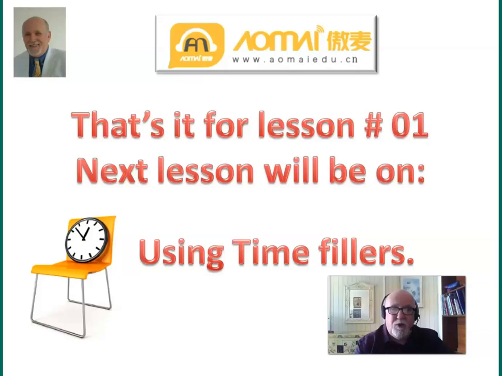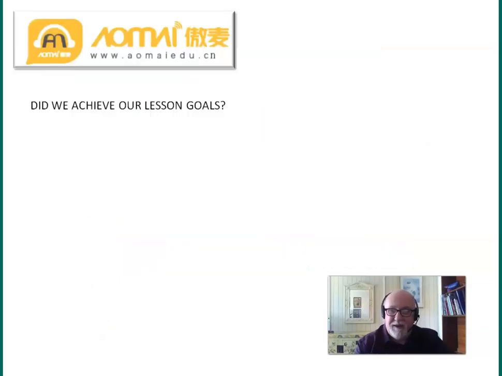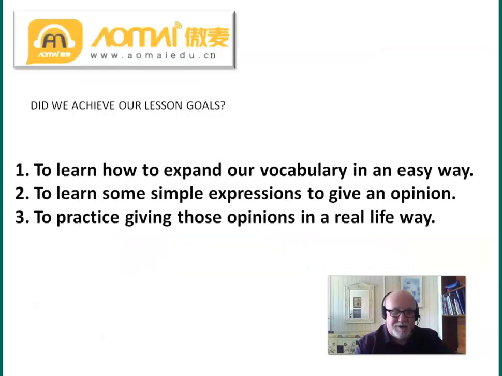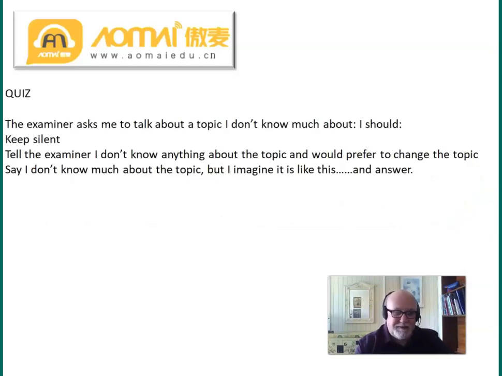Alright, but before we go, let's see if we achieved our lesson goals. Did we learn how to expand our vocabulary in an easy way? Yes, we did. Did we learn to give some simple expressions to give an opinion? Yes, we did. Don't forget your vocabulary book. Did we practice giving those opinions in a real-life way? Yes, we did. So we've achieved the aims of this lesson.